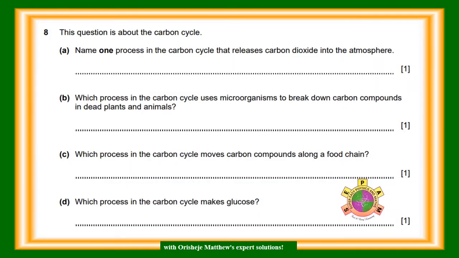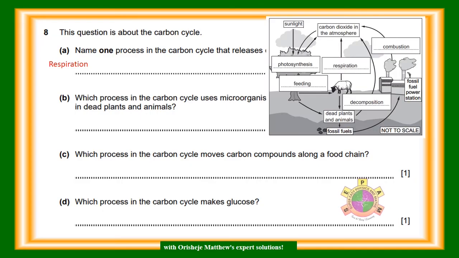Question 8. This question is about the carbon cycle. Question 8a. Name one process in the carbon cycle that releases carbon dioxide into the atmosphere. Carbon dioxide is released into the atmosphere in the carbon cycle through the processes of respiration, combustion, and decomposition.